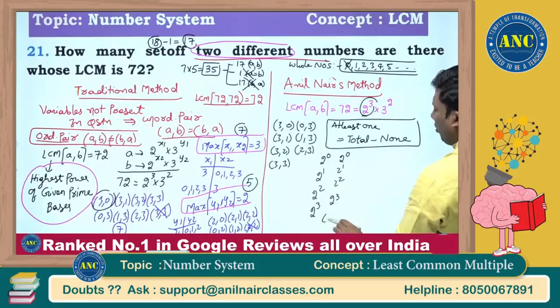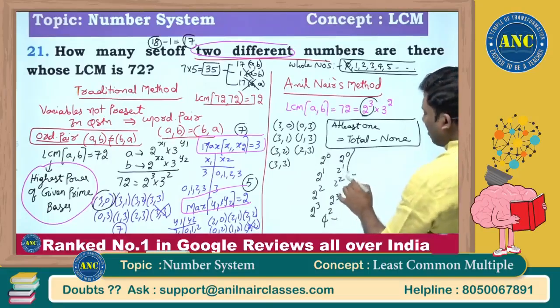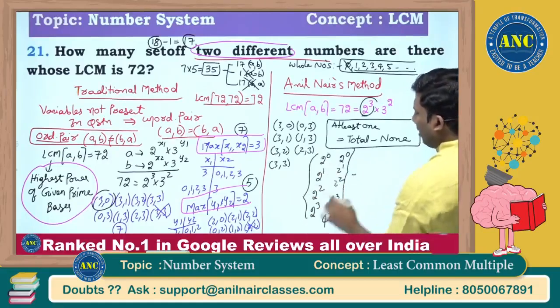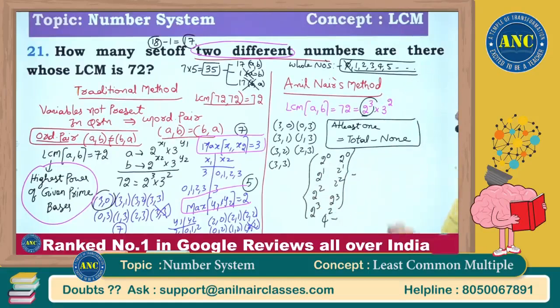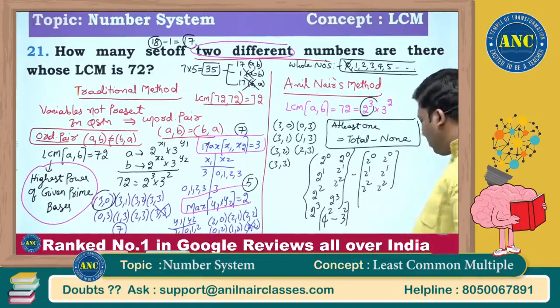4 into 4, 4 square cases. It is total minus, listen carefully, sir, minus none. None means don't take 2 power 3. If I don't take 2 power 3, then 2 power 0, 2 power 1, 2 power 2. Similarly, B can take 2 power 0, 2 power 1, 2 power 2. So, how many cases? 4 square minus 3 square, 16 minus 9, which is 7.